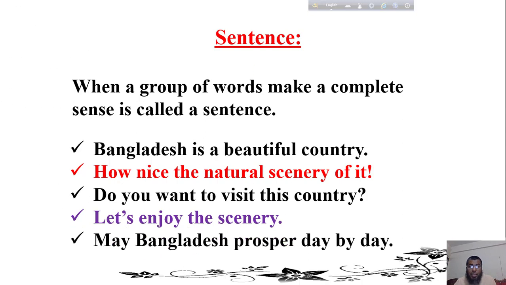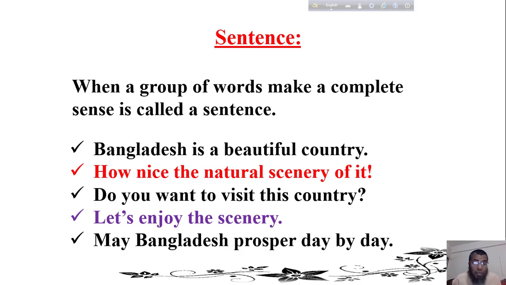Fine. And the last one is, may Bangladesh prosper day by day. By this sentence, we wish that our country may prosper day by day. Have you got a clear idea? So if you think about the five sentences and what types of meaning are expressed here, by this, I think you have got an idea, or you can recall your ideas about sentences.